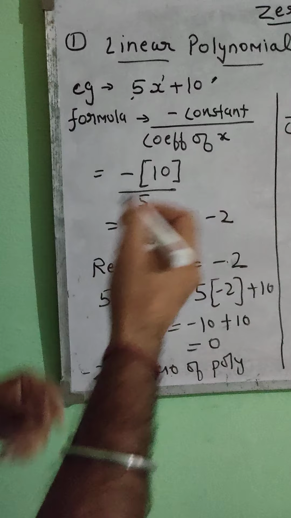We are going to start zero of a polynomial. So here we will study how we can find the zero of a polynomial. I'll go step by step. First we will learn for linear polynomial, then we'll go for quadratic, cubic, and polynomial in two variables. So let's start. First is linear polynomial.